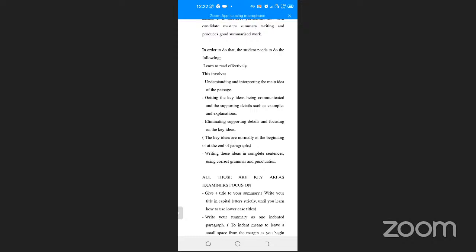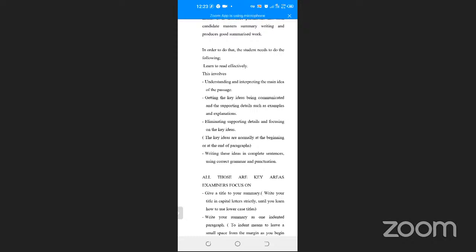And two, getting the key ideas being communicated and supporting details such as examples and explanation. So that means when you read the passage, please make sure you also read the examples and the explanation to that point. However, when you're giving it in the fair copy or the rough copy, you do not give the examples and the explanation. You only give the key idea that has been given. The key ideas are normally at the beginning or at the end of the paragraphs. So this is a hint that when you're reading, the key ideas are at the beginning or at the end.